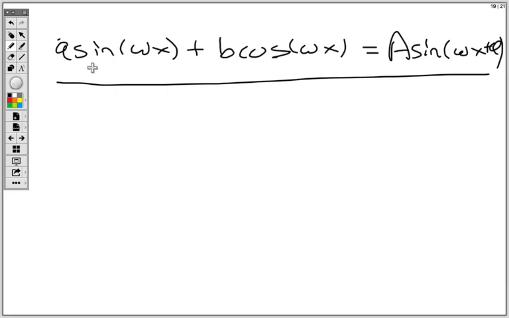So what you can do to figure out how all these things relate is you can start with your A sine omega x plus phi, and you can use your sum and difference formula.